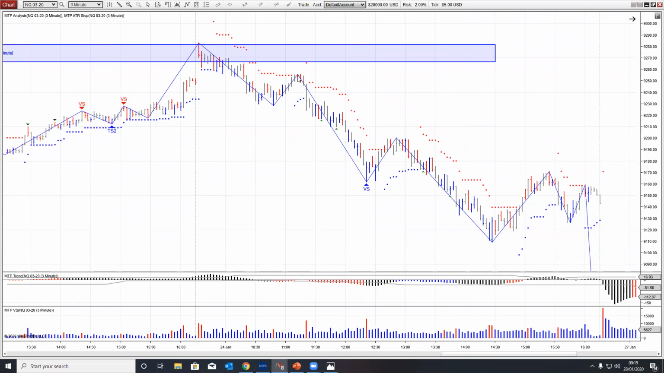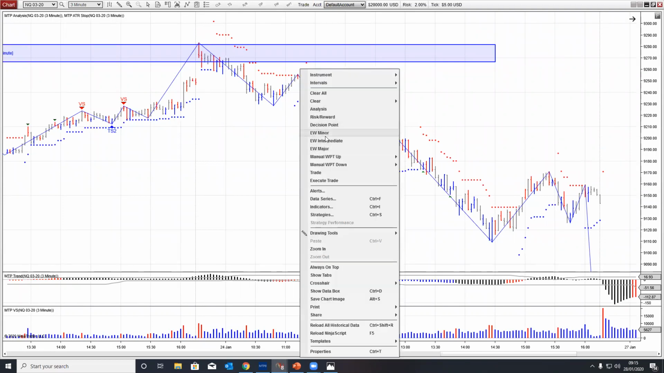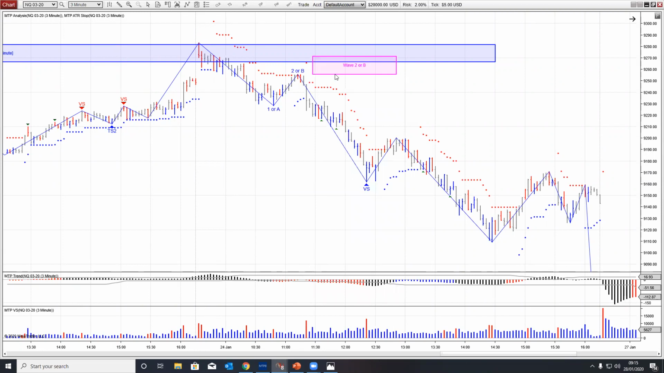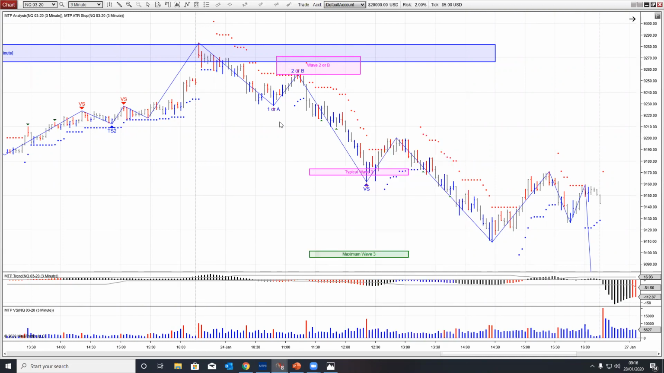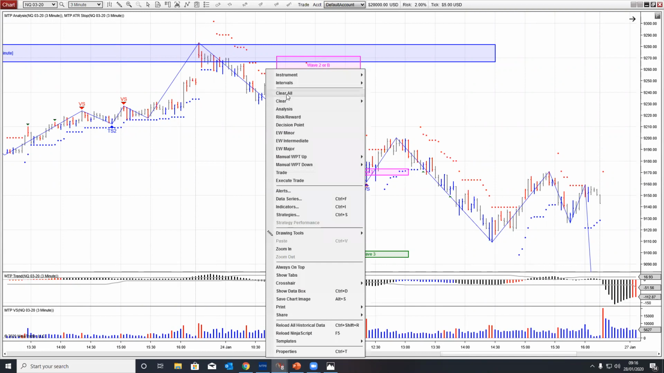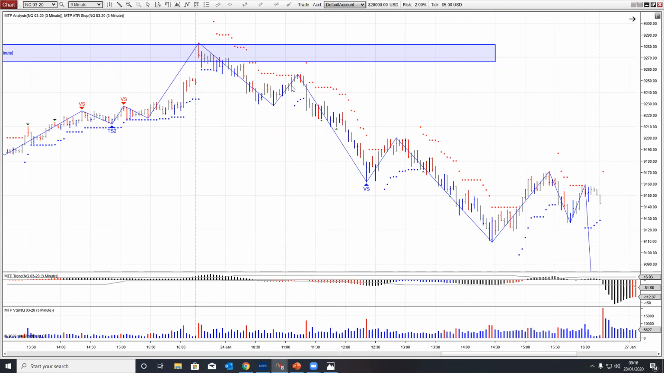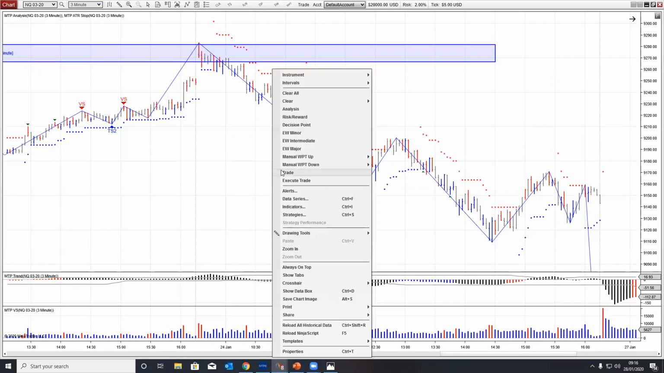So exactly the same. Right mouse click over the pivot, Elliott wave intermediate. Exactly the same as we've just been showing in our end of day version or our standalone version. Here, if you want to do our WPT, we have our WPT, manual WPT up, manual WPT down. So let's do the same. Let's do a wave 5 this time. So here's the wave 5.